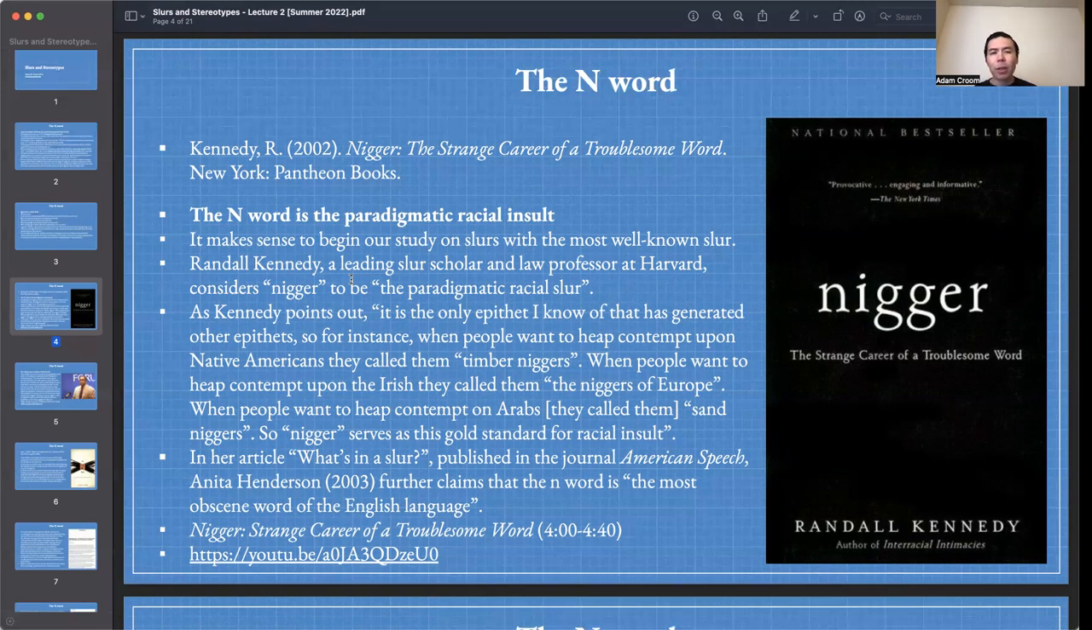This slur is often considered the most obscene word in the English language. It's considered the most offensive slur. This is also a slur that's not only the most salient, shocking, and offensive, but also the slur that has the most research done on it. Okay, so if we're gonna study slurs, it makes sense to start with the slur that has been the most well-researched. That way we can understand how this slur came about.